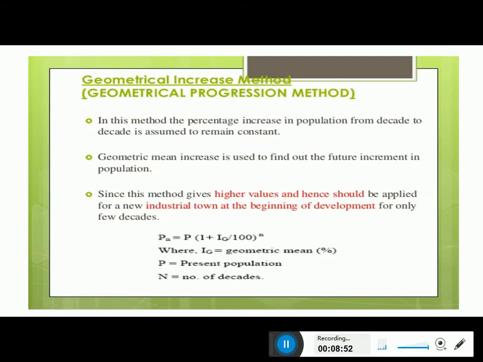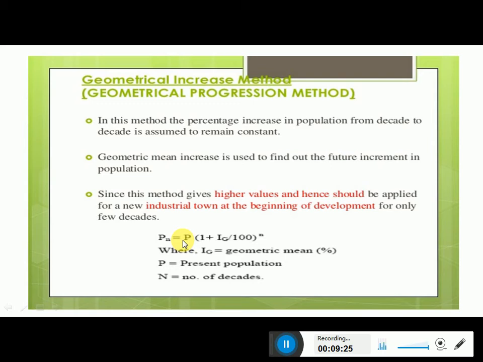Next we have the geometrical increase method. It is also called the geometrical progression method. In this method the percentage increase in population from decade to decade is assumed to remain constant. So geometrical mean increase is used to find out the future increment in the population. Usually this method will give higher values, and it should be applied for a new industrial town at the beginning of the development for only a few decades.